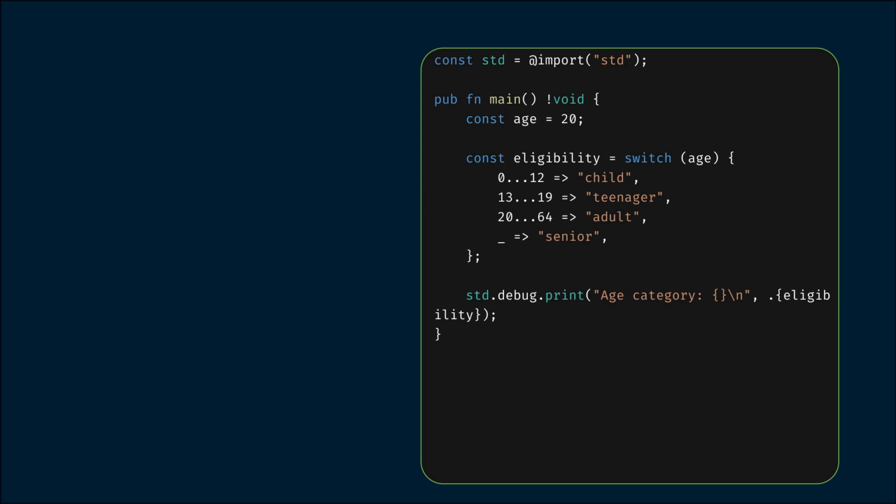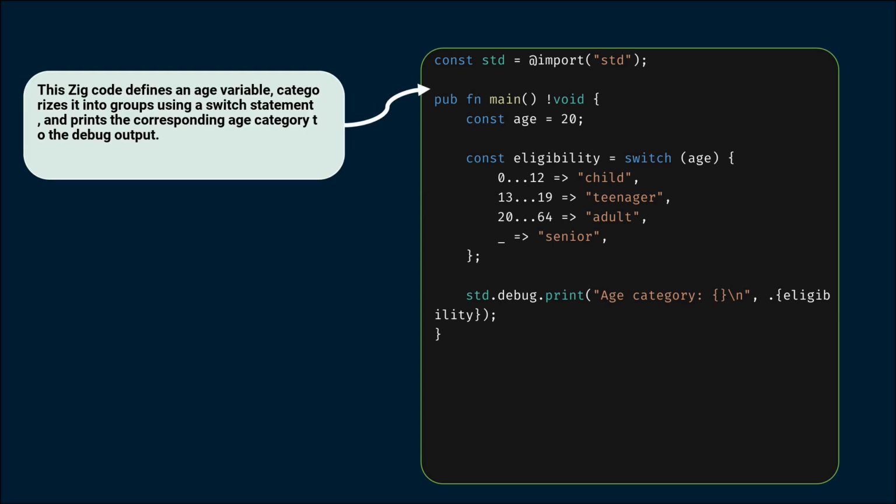Now let's take a look at how we can use ranges within switch statements to classify age categories effectively. In this example, we start by defining a variable age with a value of 20. The core of our implementation is a switch statement that evaluates the age variable against several defined ranges. Each case corresponds to a specific age group, such as 0 to 12 for child, 13 to 19 for teenager, and 20 to 64 for adult.